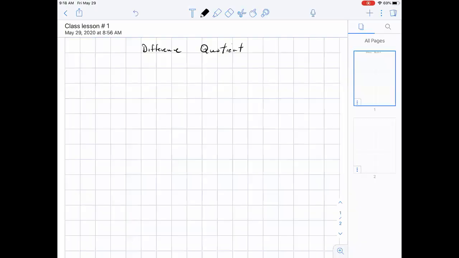So the difference quotient is something that you guys learned in pre-calculus, okay? It sounds very confusing and it looks very confusing, but it's really not very confusing. So let's start off with a quick review.